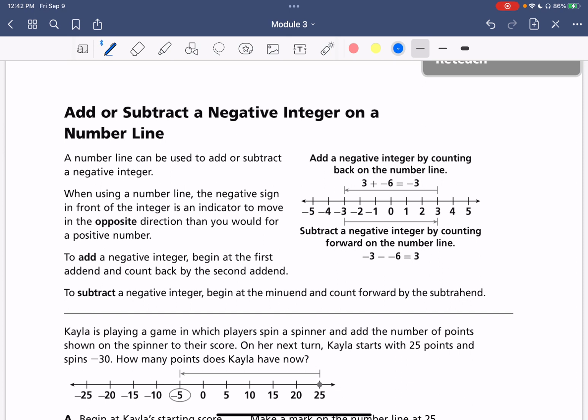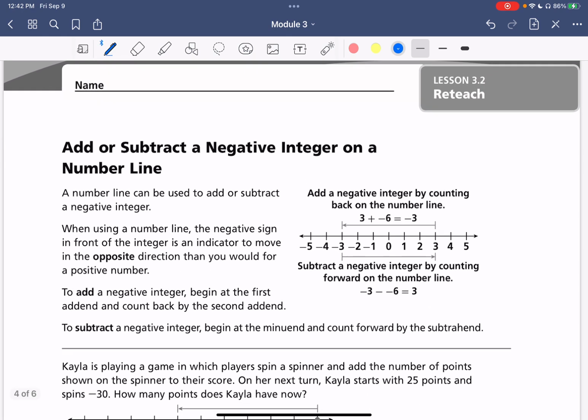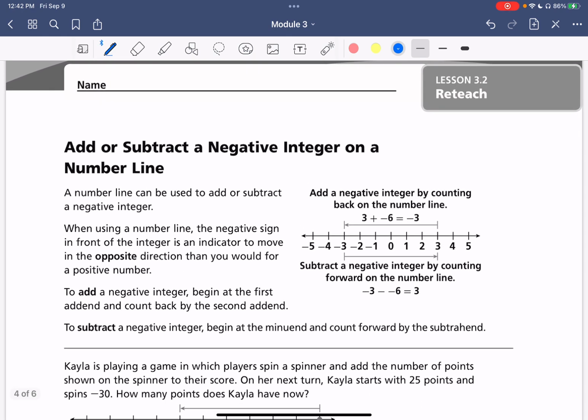When using a number line, the negative sign in front of the integer is an indicator to move in the opposite direction than you would for a positive number. So to add a negative integer, first begin at the addend and count back by the second addend. And then to subtract a negative integer, begin at the minuend and count forward by the subtrahend. All right, here's our problems.